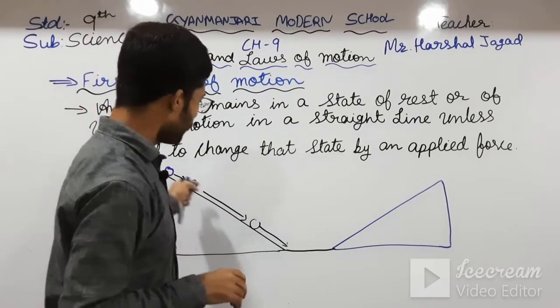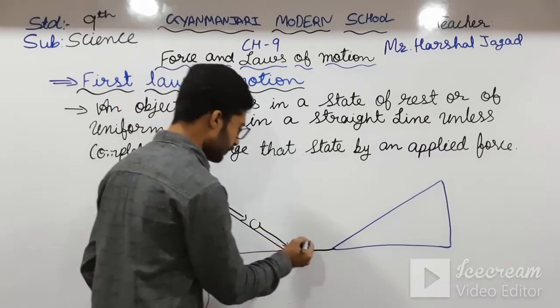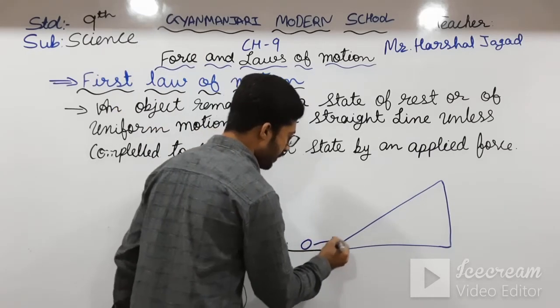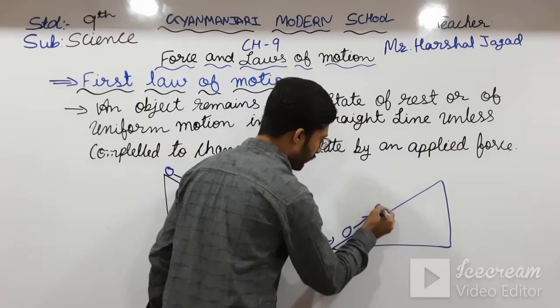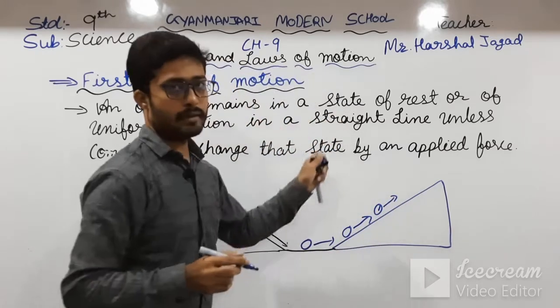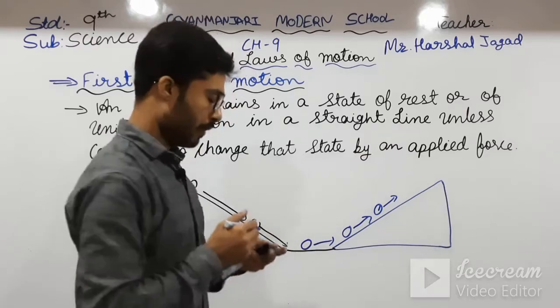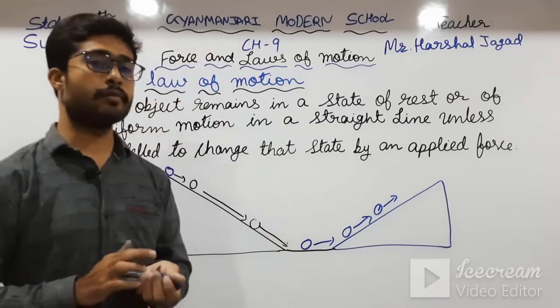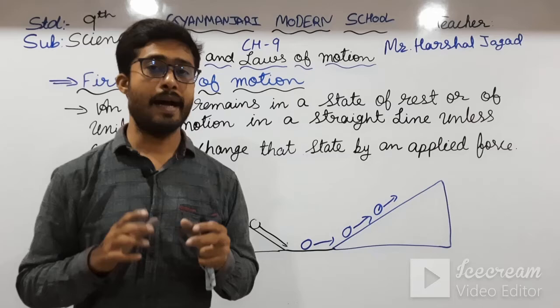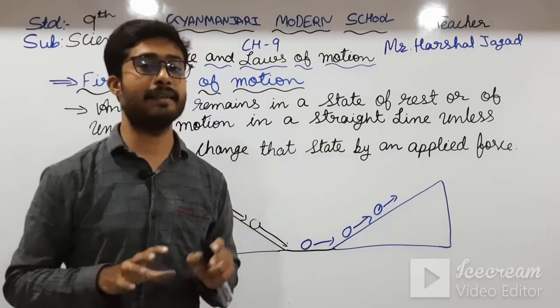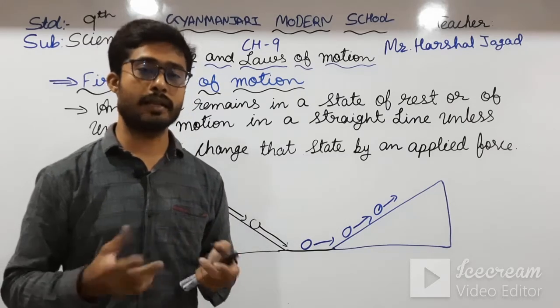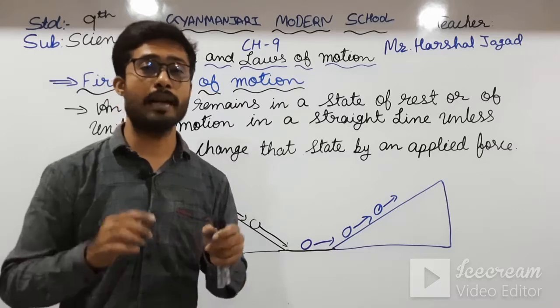So this ball will move here, then it will go up, and at some distance it will stop there and come back. Okay students, so this was the first law of motion. I think you will understand it because I have taught you in simple language.